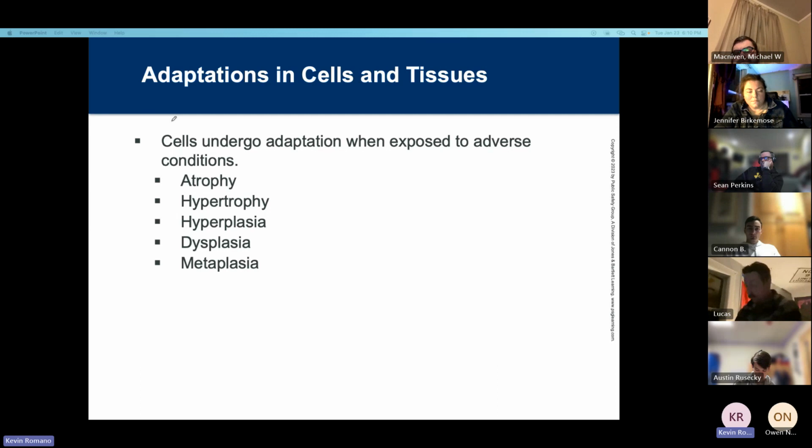Atrophy is a decrease in cell size due to a loss of subcellular components. Hypertrophy is an increase in the size of the cell due to the synthesis of more subcellular components. Hyperplasia is the increase in actual number of cells in an organ or tissue. Dysplasia is an alteration of the size, shape, or organization of a cell. And metaplasia is reversible cellular adaptation in which one adult cell type is replaced by another.